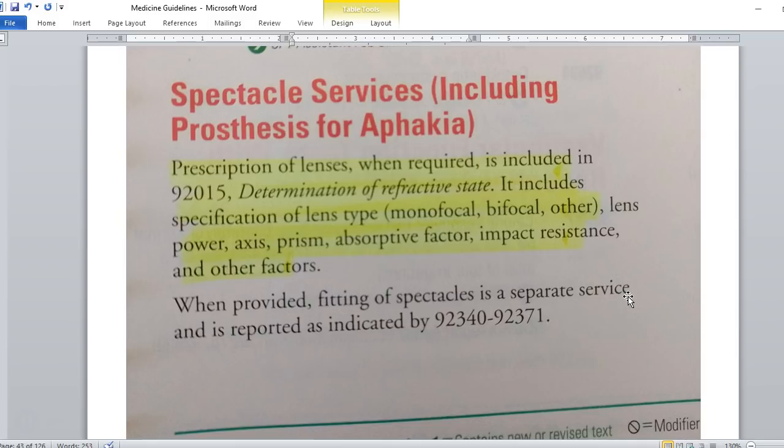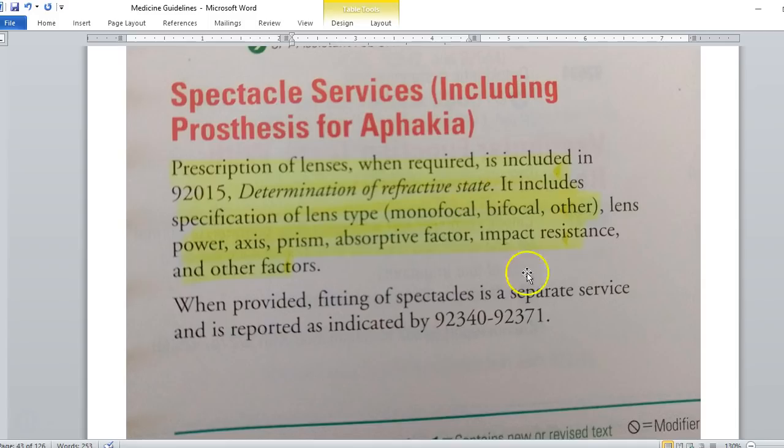So again, is it going to be in the transitions where it changes into sunglasses? The impact resistance, is it made out of plastic? Is it made out of glass? Is it made out of polycarbonate fiber? And other factors that have to go into that specific lens, okay? Now, that is the determination of the refractive state.